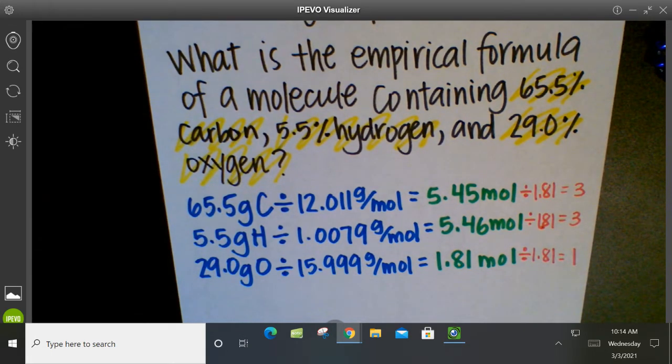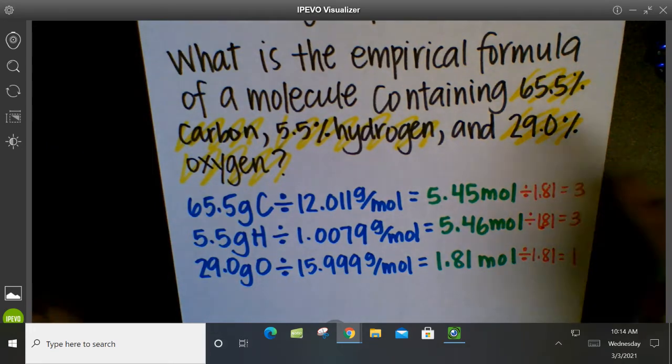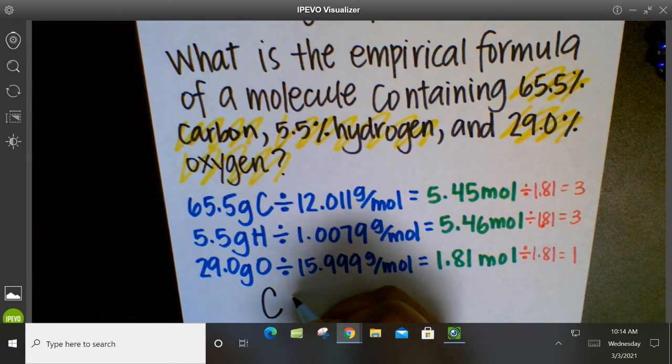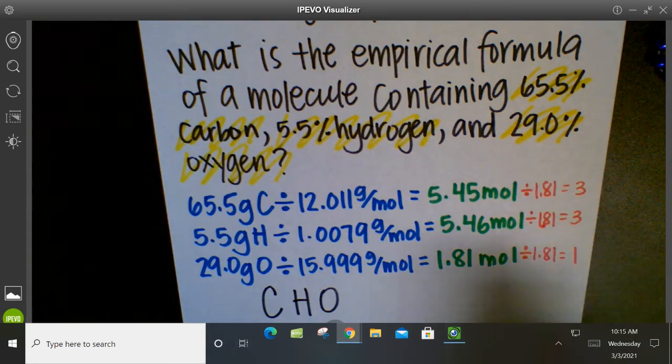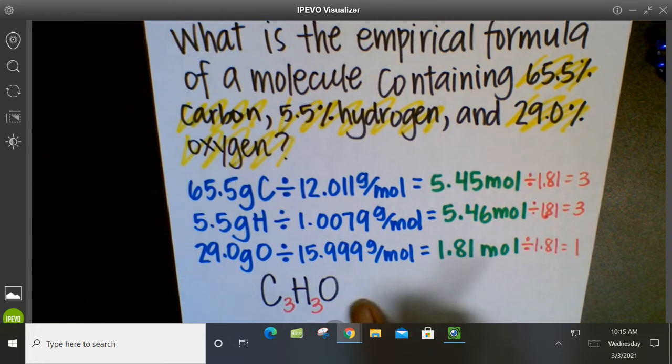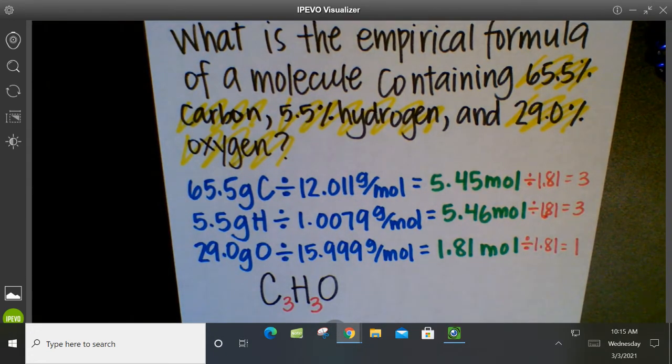All right, so we've taken this and we've divided all of our moles by the smallest value, and that will give us the subscript for our empirical formula. Okay, we have whole numbers, and that's what we use. So if we look at it, our three elements are carbon, hydrogen, and oxygen. And so we have 3, 3, and 1. So it's C3H3, and we don't write the 1. So C3H3O. So that's how we do empirical formula.